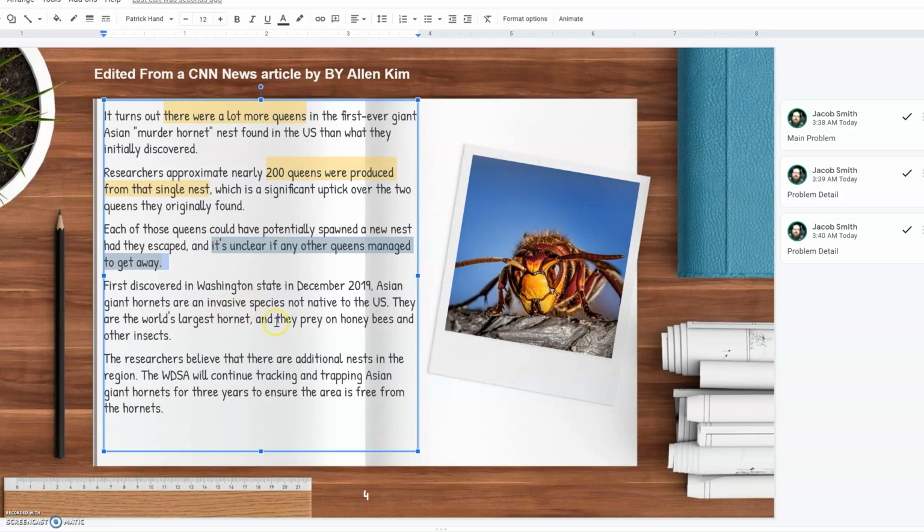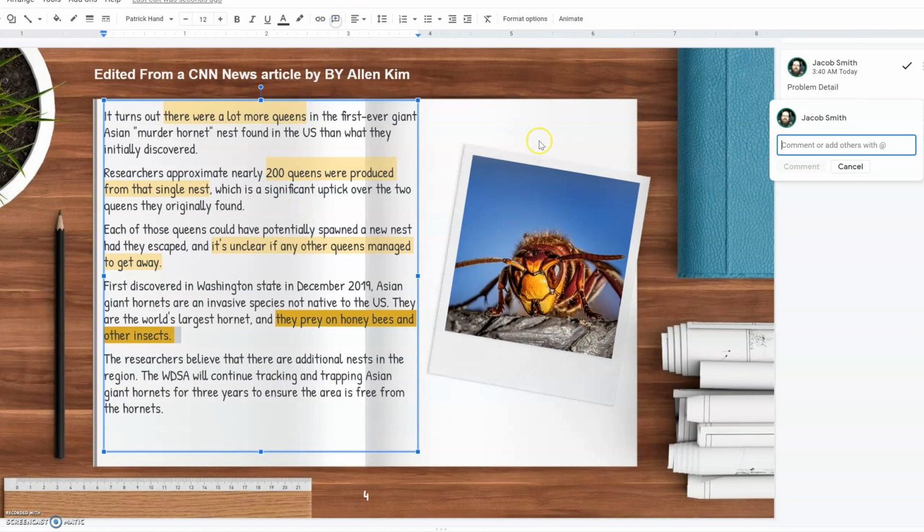Right, so it's that they prey on honeybees and other insects, right? We need honeybees, we need insects. If they were just out there eating mosquitoes, we don't care, not a problem. But the fact that they prey on honeybees, which is really important for our crops because they carry pollen from one flower to another, that makes them dangerous to us, makes them a problem. So that's our problem detail.